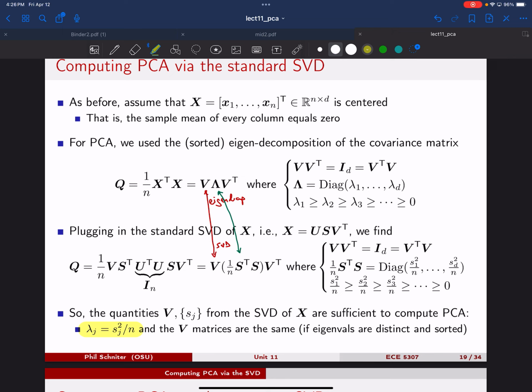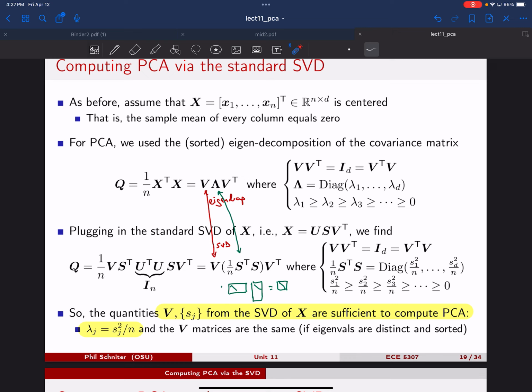Okay, so that's because when you take this S matrix, let's assume X is tall, which is the usual case, so S looks like this, S transpose looks like this, you multiply them together, and you get something that looks like this, a diagonal matrix. Okay, so that means that essentially, if we use the SVD, we never ever have to actually compute Q.